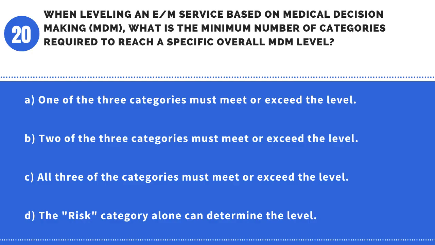categories required to reach a specific overall MDM level? A. One of the three categories must meet or exceed the level. B. Two of the three categories must meet or exceed the level. C. All three of the categories must meet or exceed the level. D. The risk category alone can determine the level.